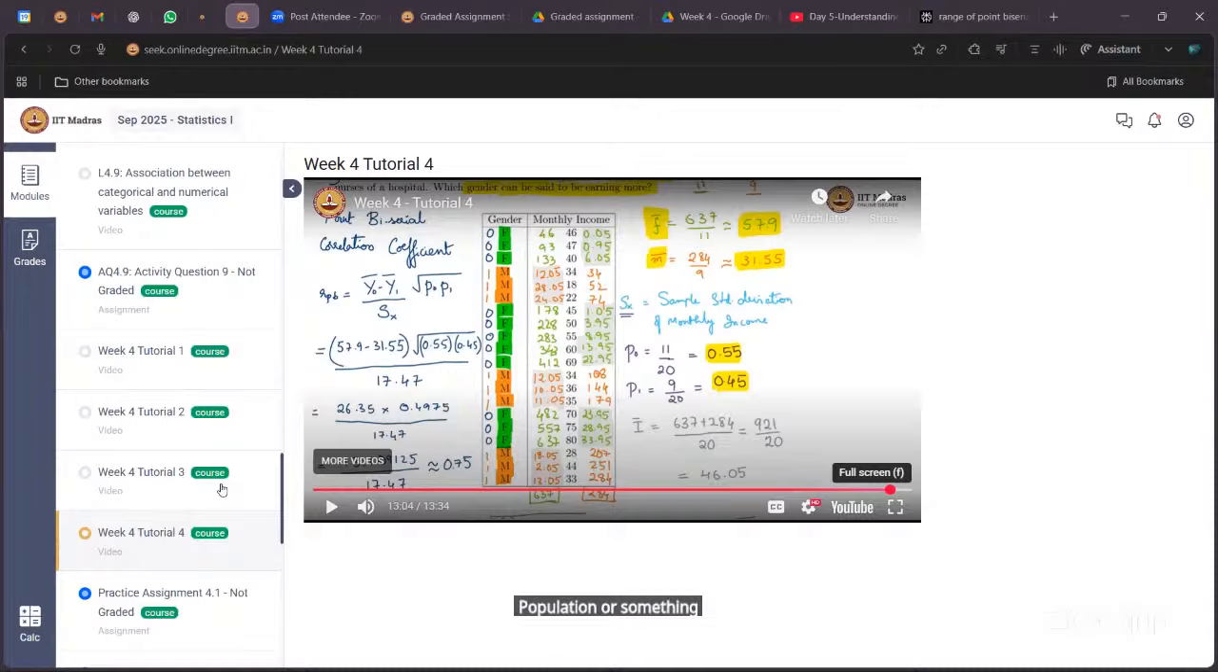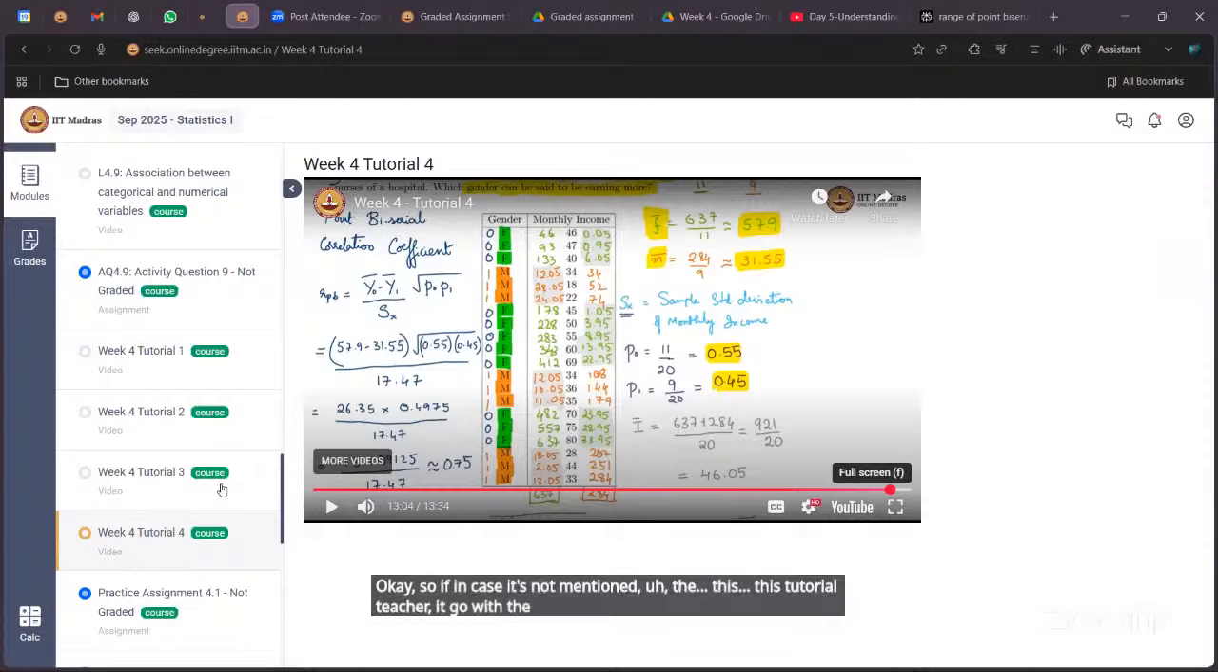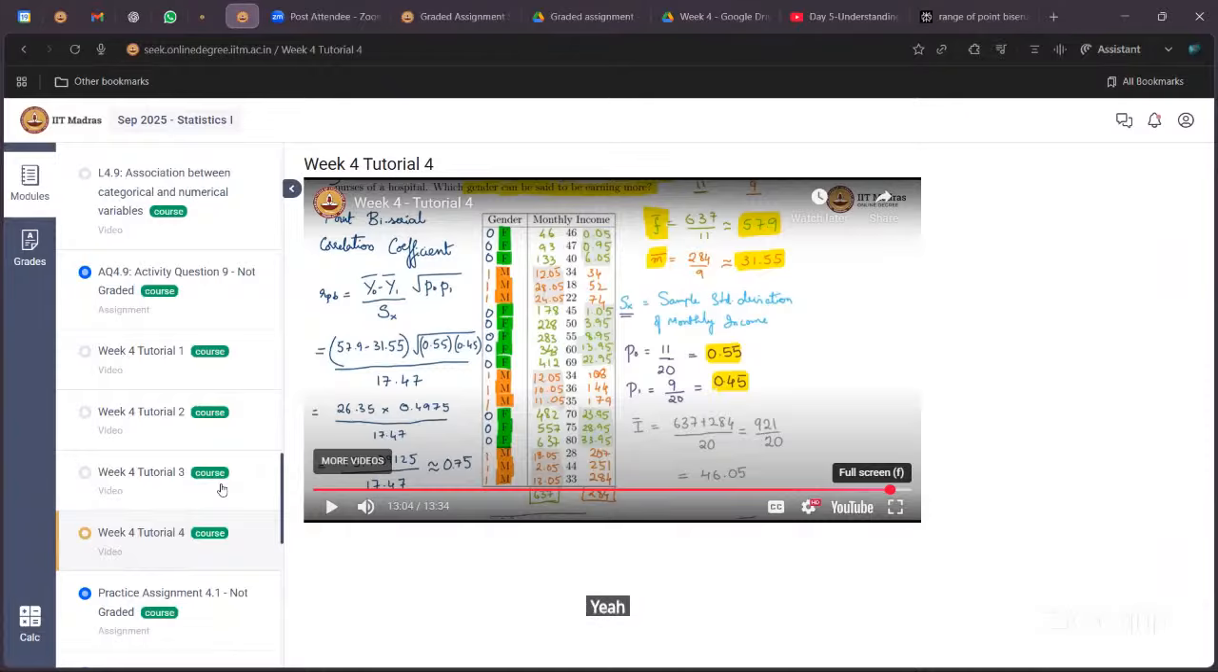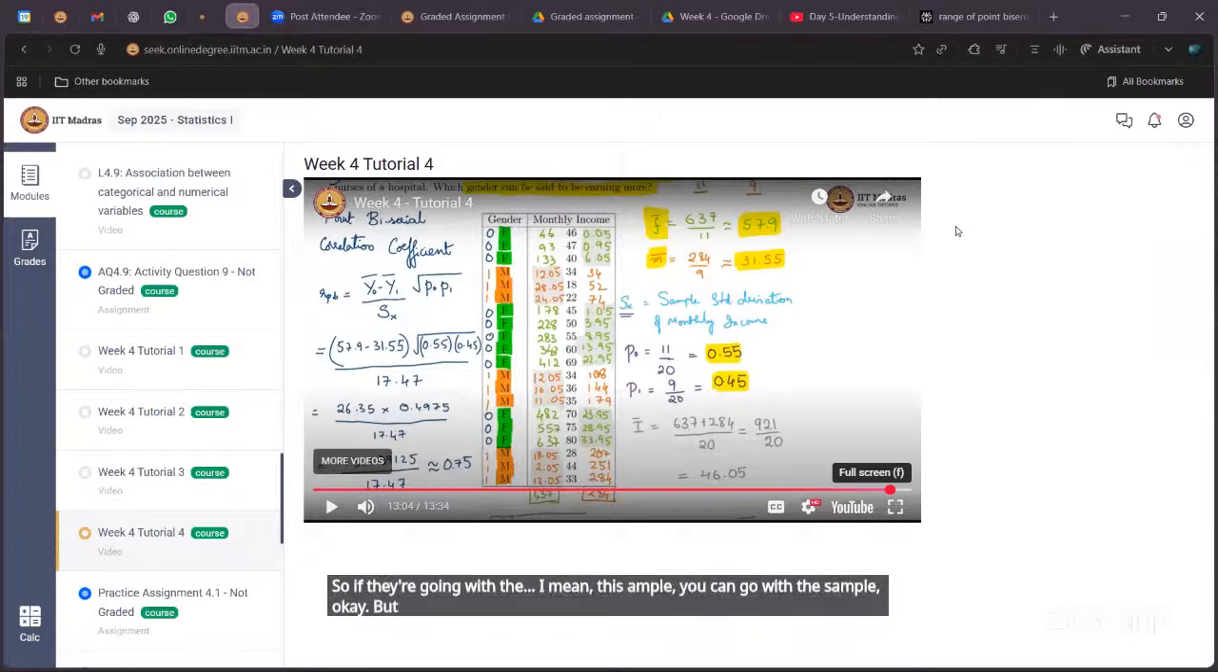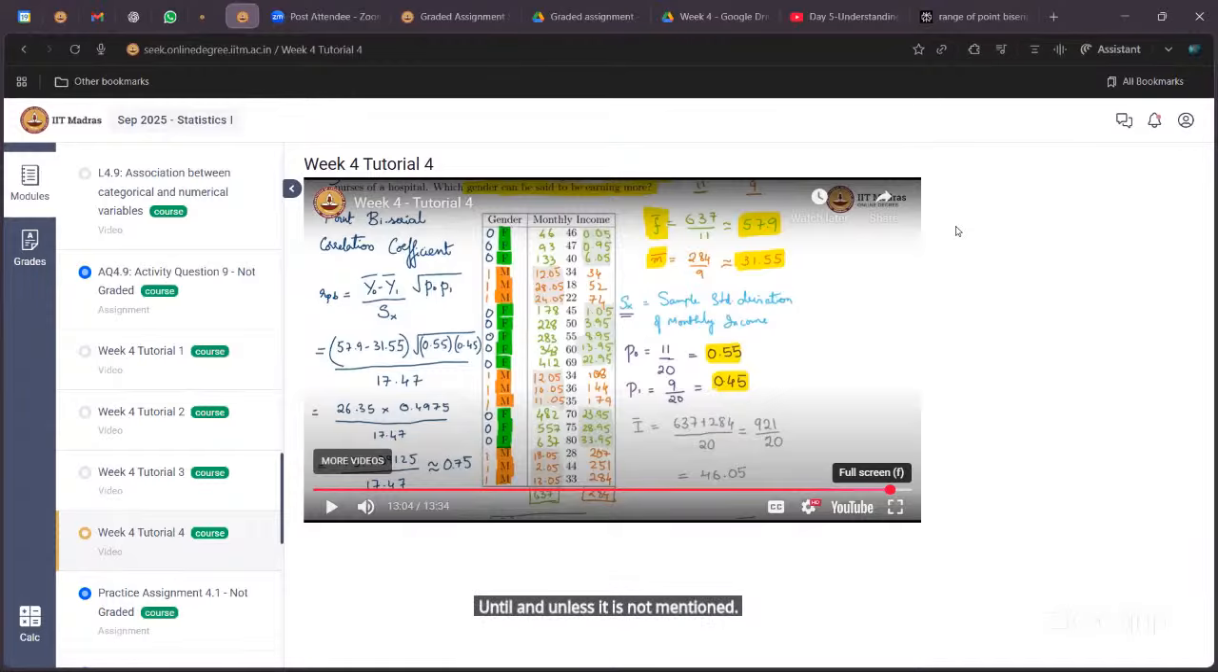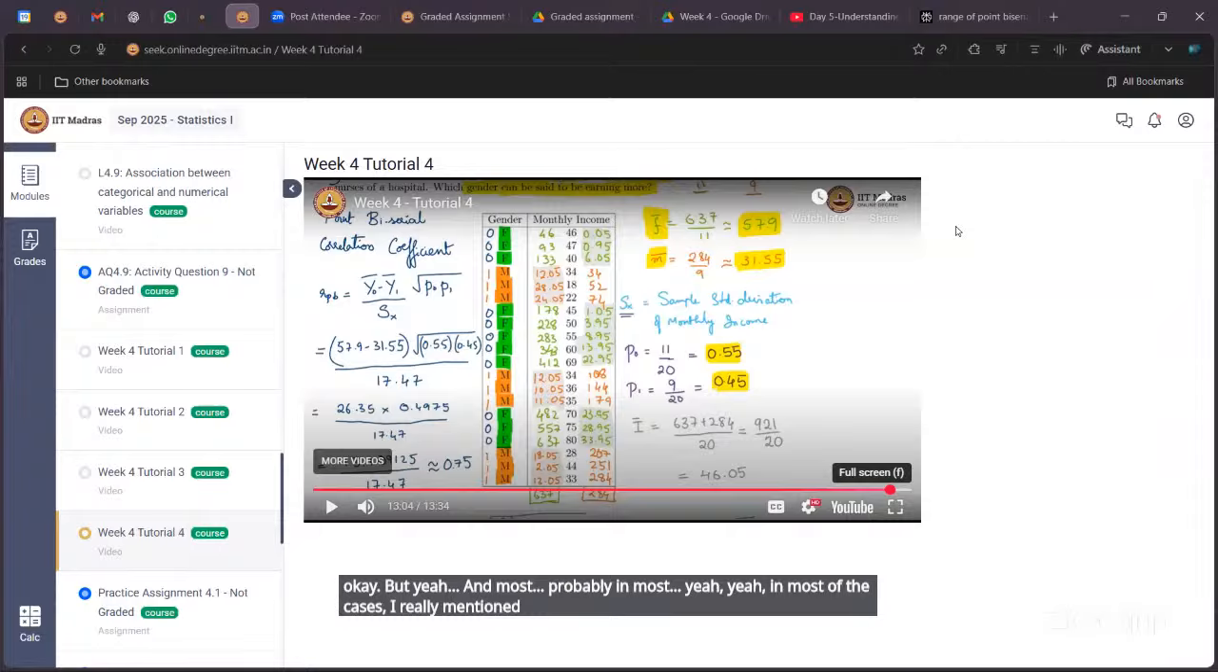If in case it's not mentioned, the tutorial teacher goes with the sample variance. Should I also go with the sample? Yes, if you have watched the tutorials and they go with the sample, you can go with the sample. Unless it is not mentioned. In almost all the cases, it will be mentioned whether it is sample or population.